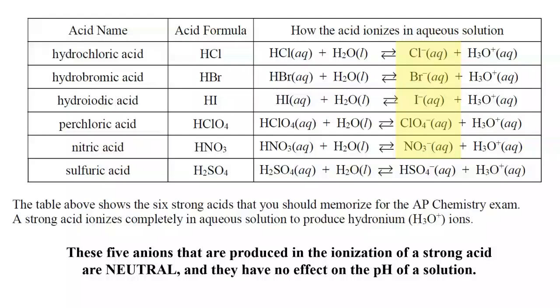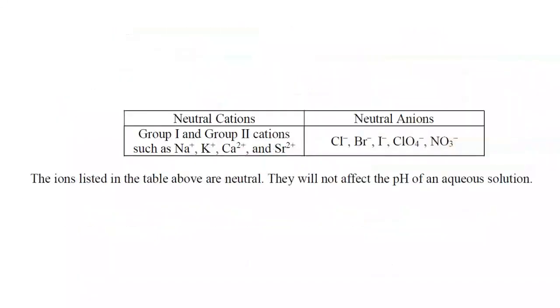The reason why I have not included HSO4- is because that particular ion still has an H+ that it could lose. So HSO4- is actually a weak acid. So in general, these type of anions on the right side of this table are considered neutral. And as far as the cations on the left side of this table, these are also considered neutral.